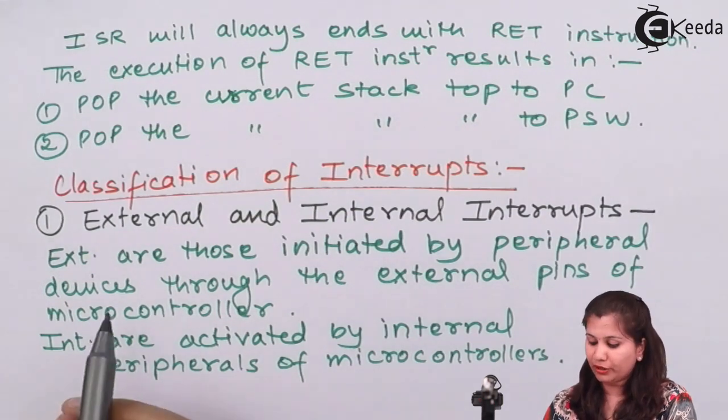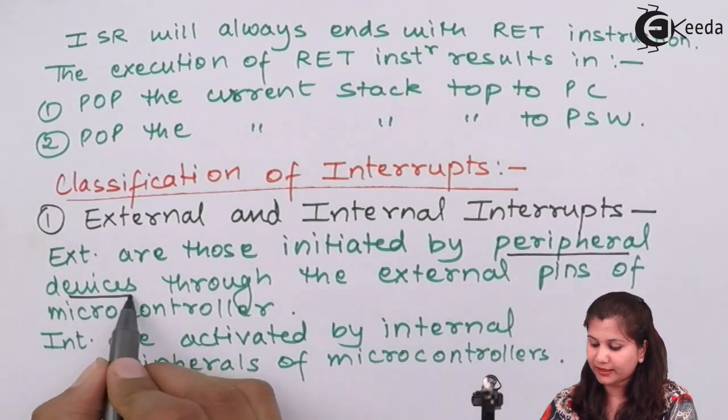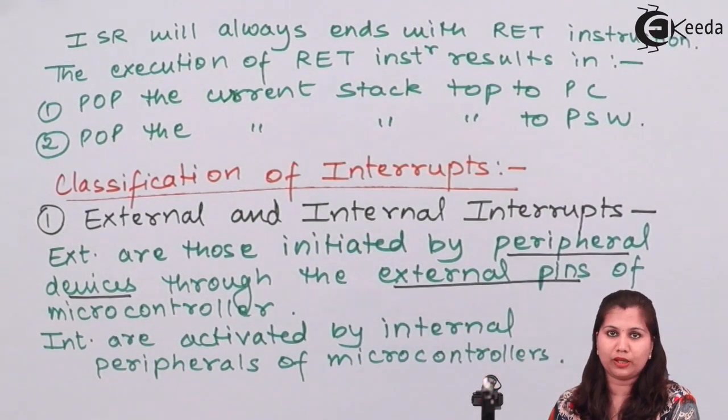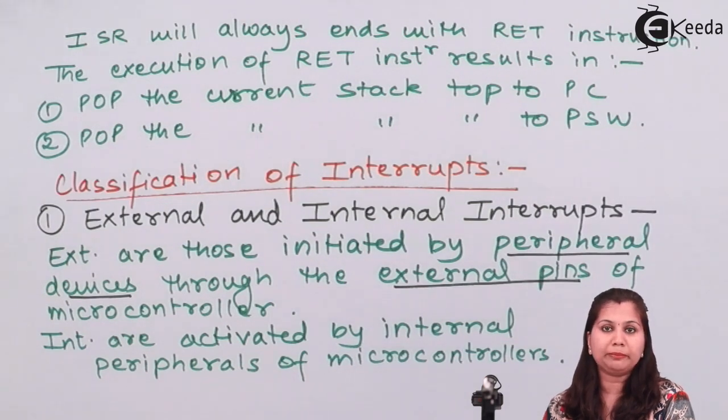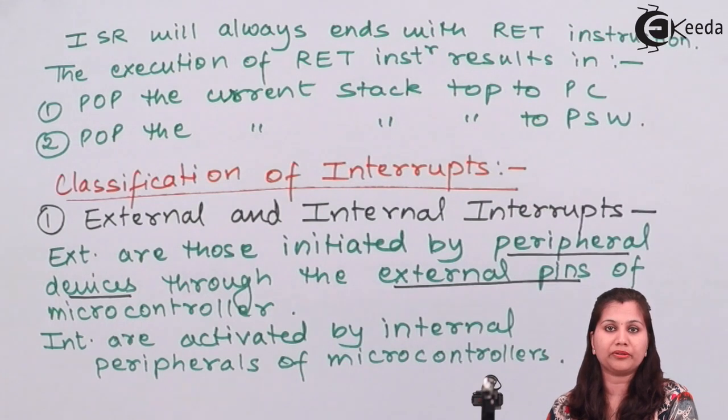Okay, so these interrupts are initiated by the peripheral devices through the external pins of the microcontroller, whereas internal interrupts are those which are activated by the internal peripherals of the microcontroller, like the timers and serial input output ports. So if those internal peripherals send some interrupt request, then those interrupts will be called internal interrupts. Like in 8051, we have one serial interrupt and two timer interrupts. So these timers and serial input output are the internal circuitry of the microcontroller.